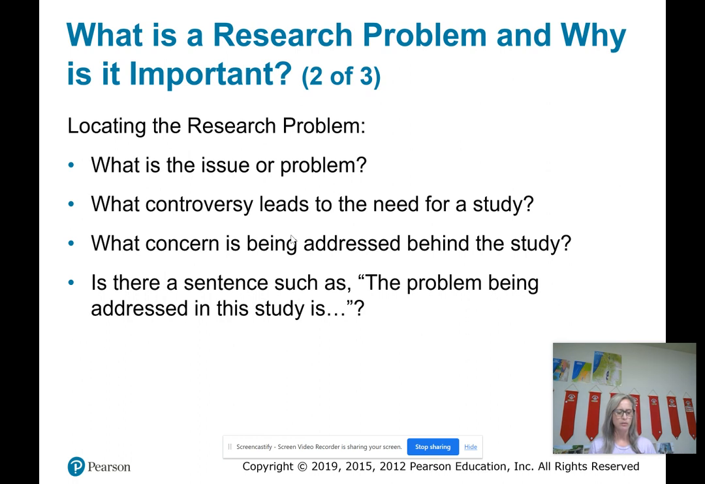Whenever you're trying to figure out where a research problem is in a study, ask yourself 4 questions. Number 1, what issue or problem existed that the researcher wanted to address? Number 2, is there a controversy that leads to the need of this study? And if there is, that's your research problem. Number 3, what concerns are being addressed? If there are some concerns, that's your research problem. Number 4, is there a sentence that starts something like this: the problem being addressed in this study is... Well, that's obvious. That's your research problem. Okay, so it's pretty simple.